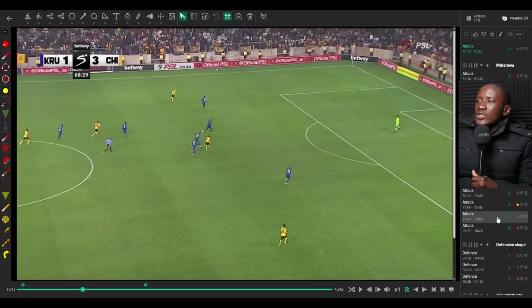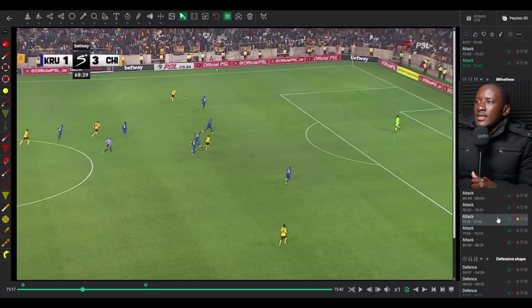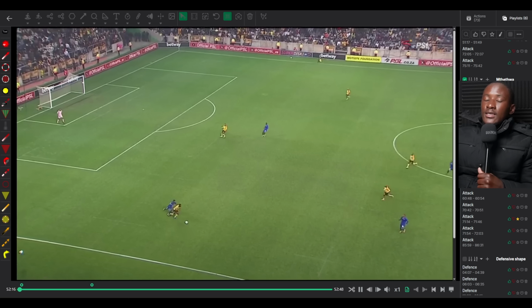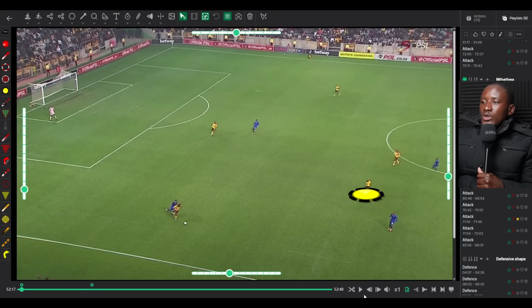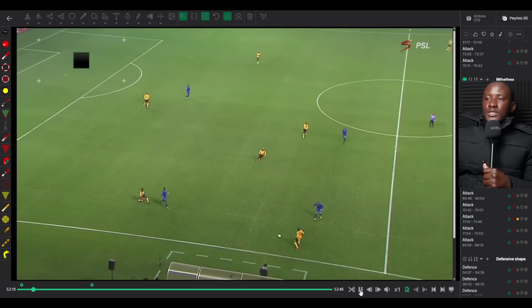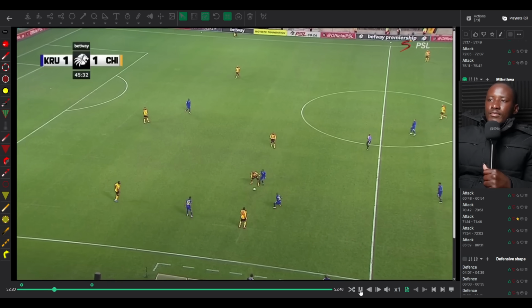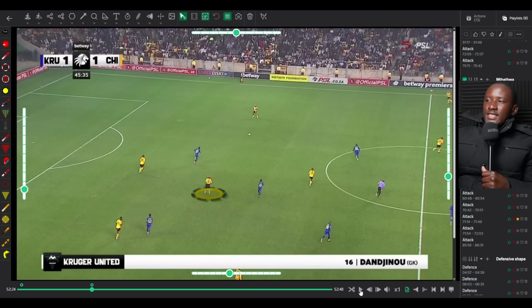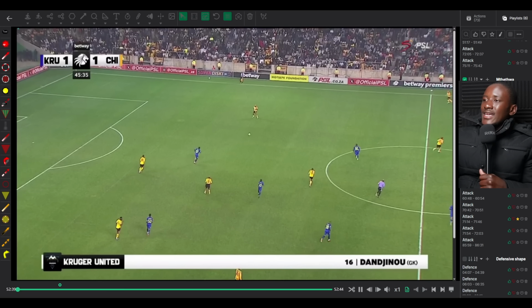Okay, so let's look at the impact of Mthethwa when he came on, because one of the problems that Chiefs had was the fact that they couldn't play the ball. So when Mthethwa came on, his job was not to start with champagne passes, but his job was simple: get the ball, keep the ball moving. You see, Mthethwa, keep the ball moving. Simple things. If you continue looking, there are so many clips of Mthethwa doing this.